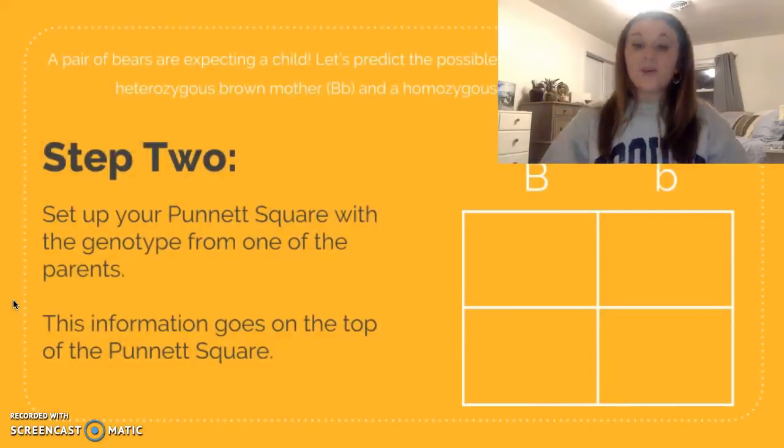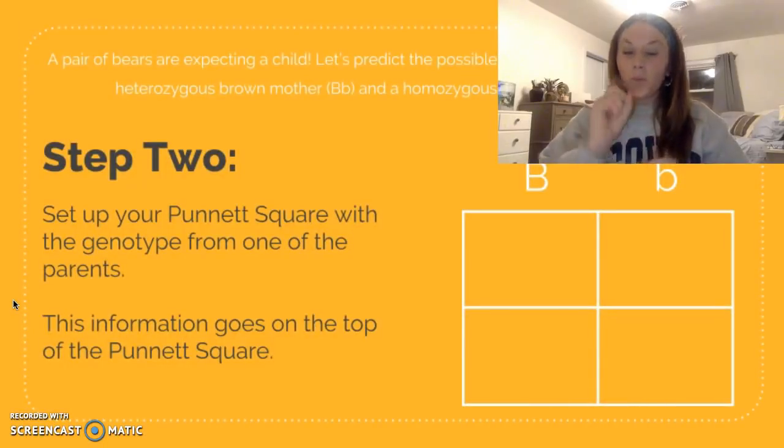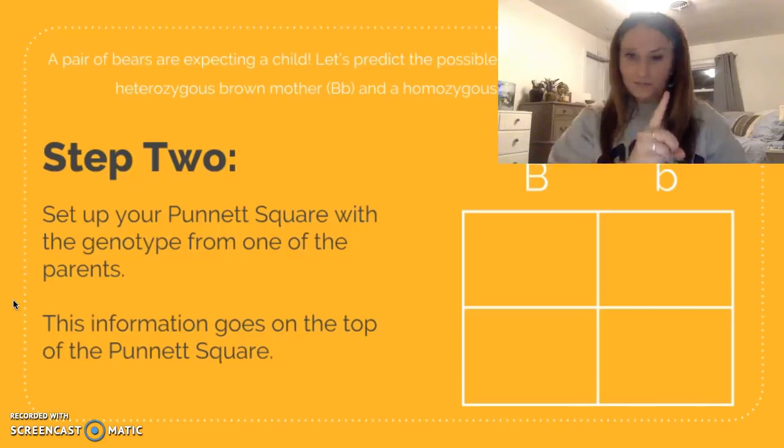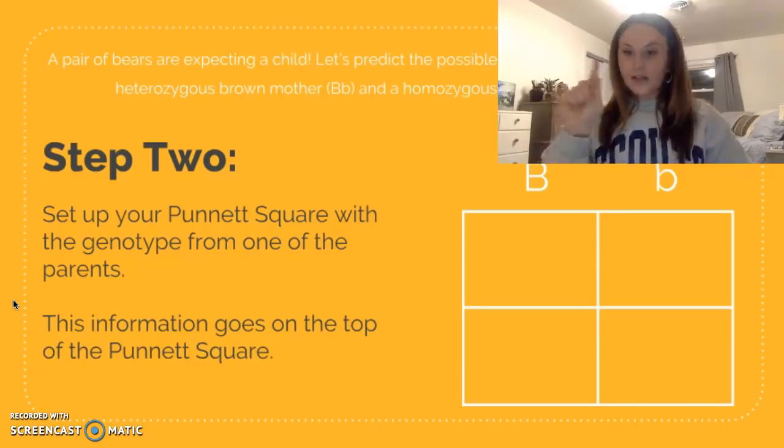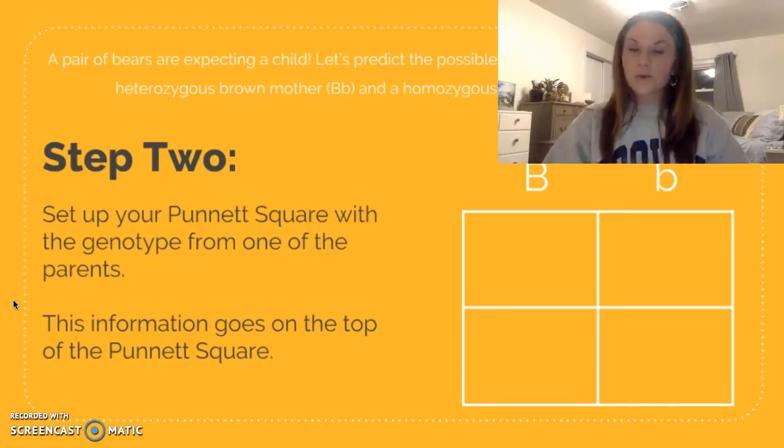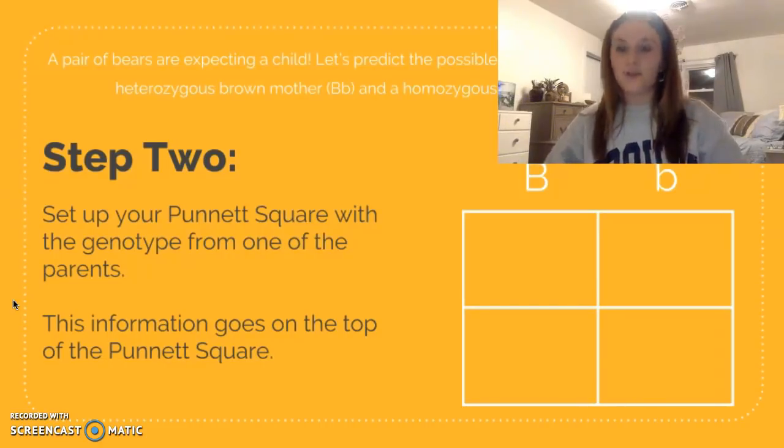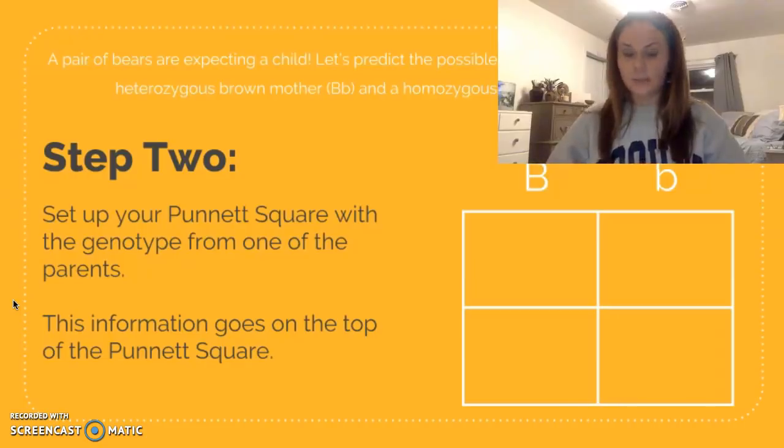Step 2, you are going to take one of the parents and you're going to start to set up your Punnett square. So you see how I have the little square in the bottom corner. It has 4 possible outcomes. That's because with each parent, there's going to be 4 different creations for the possible offspring, and that's how we get our 25, 50, 75, 100% possibilities.